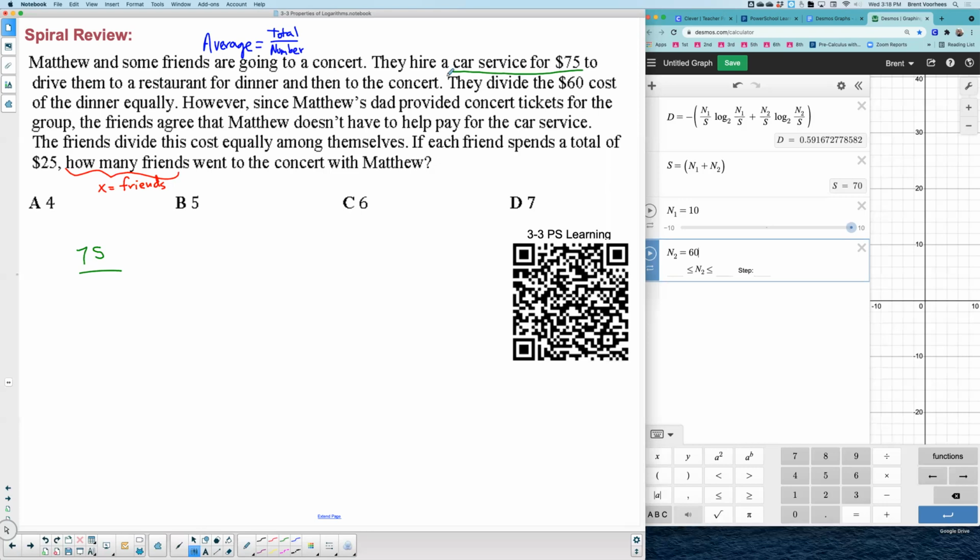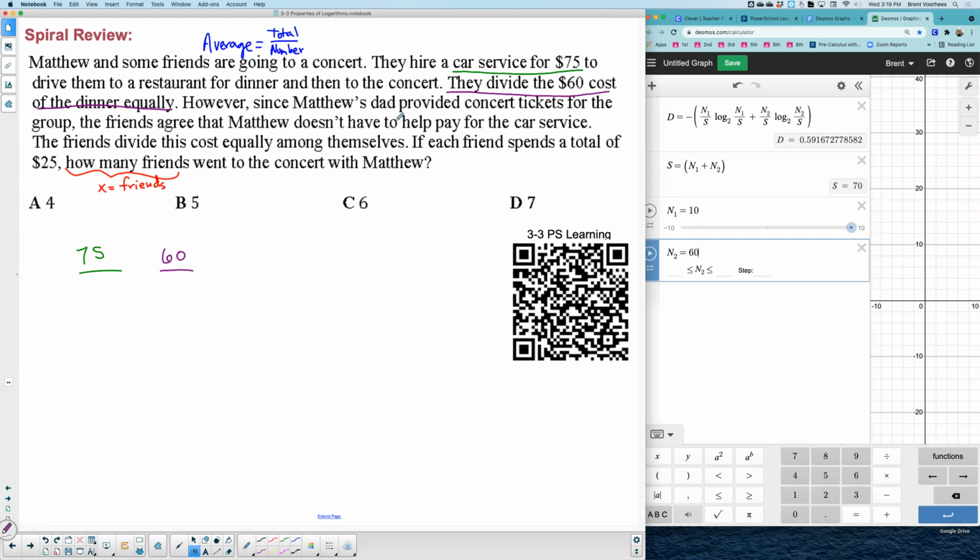And I'm going to continue on. It says they hire a car service to drive them to the restaurant for dinner and then to a concert. They divide the $60 cost for the dinner equally. Okay, so we now have another cost of 60. I'm going to underline the $60 cost of dinner, which is divided equally. We have a $60 cost, and that 60 is not each person. Each person's not paying 60 for dinner. It's divided equally. So that's a total as well, divided by some number of people.